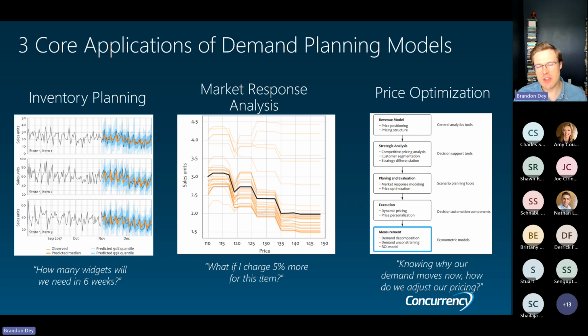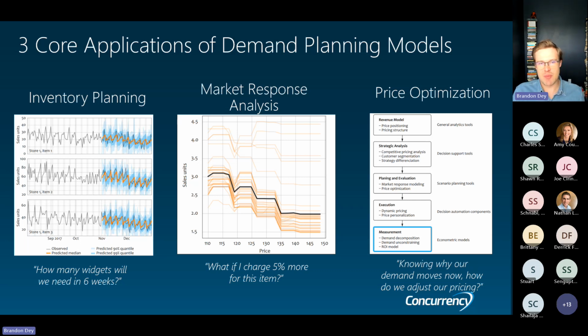The second thing that often is not intuitive when people hear demand planning is what's called market response analysis. This is related to price optimization, but is a unique application. What this answers is, what if I charge 5% more for this item? How is my demand going to shift up or down? If it's elastic demand, it's going to shift down. Quantifying that relationship between price and demand, super important. And it's in market response analysis that you get those answers from a demand planning model.